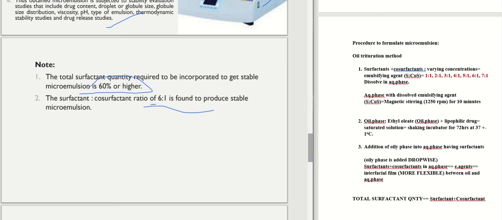So this type of inference we can get only through trial and error methods. We need to formulate the microemulsions using various combinations of surfactants and co-surfactants to check which concentration is suitable to get a stable one. In this experiment, based on the journals and publications, we have seen that the surfactant and co-surfactant in the ratio of 6:1 is found to produce a stable formulation. The surfactant co-surfactant used is the combination of polyethylene glycol 8, caprylic acid and capric glycerides.